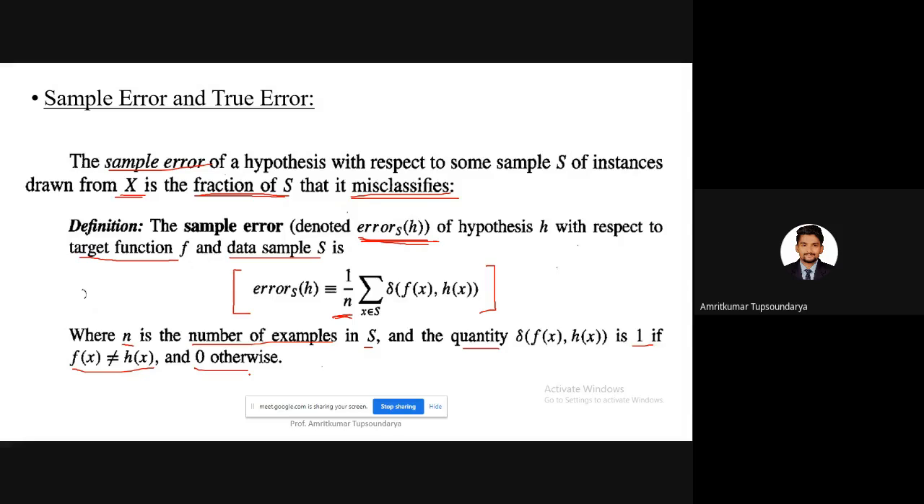So this formula is very important. This is the basic, fundamental formula to define an error with respect to the sample.